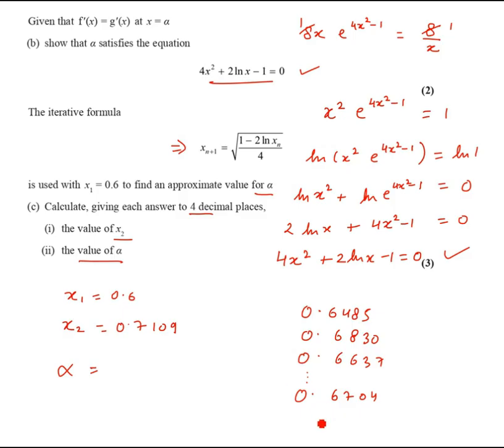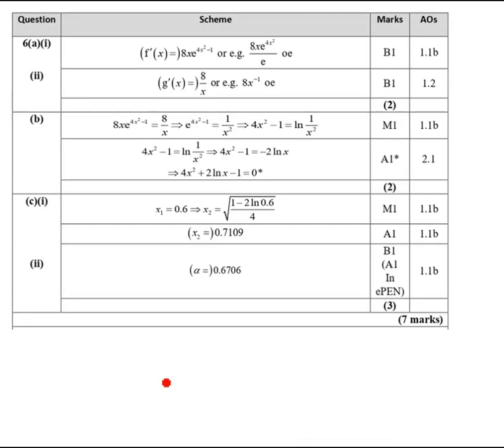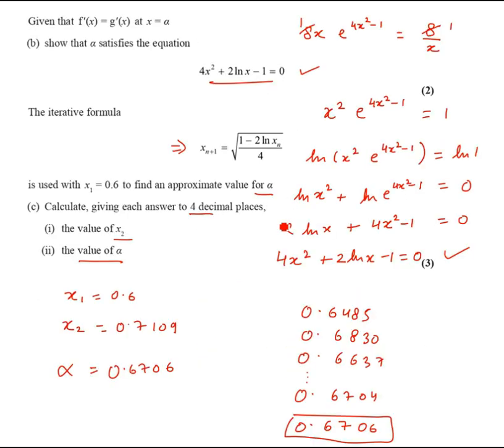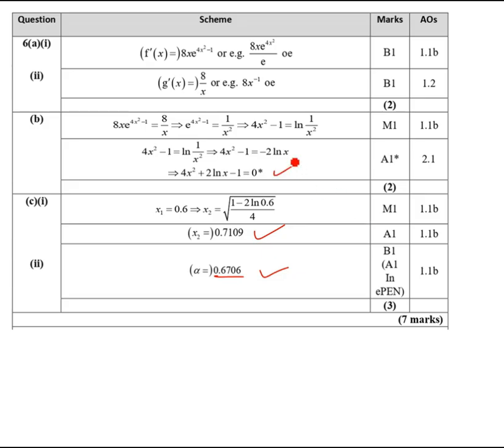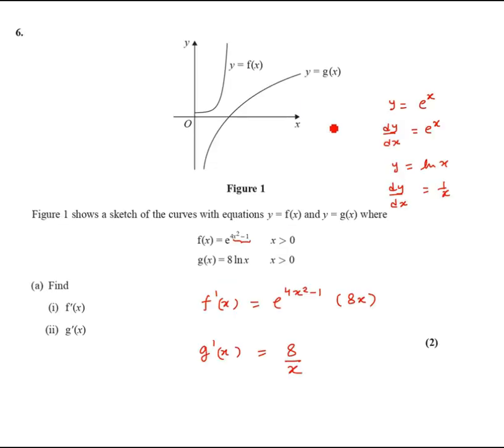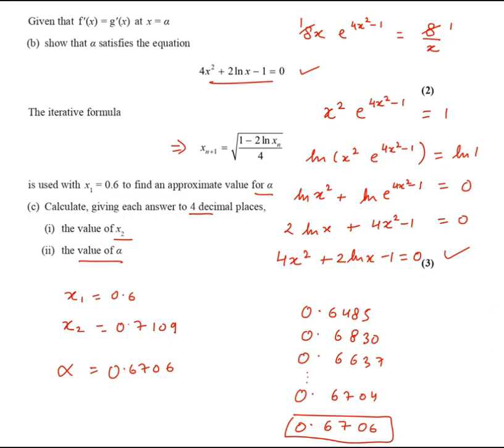So it stopped changing at 0.6706. So we can say that alpha is 0.6706. Let's check the answers. Yeah, this is correct. 0.7109. Yeah. And of course this is correct, and these are correct as well. Yeah, we don't need to write in this one. If you leave it like this, it's okay. Okay, well done.